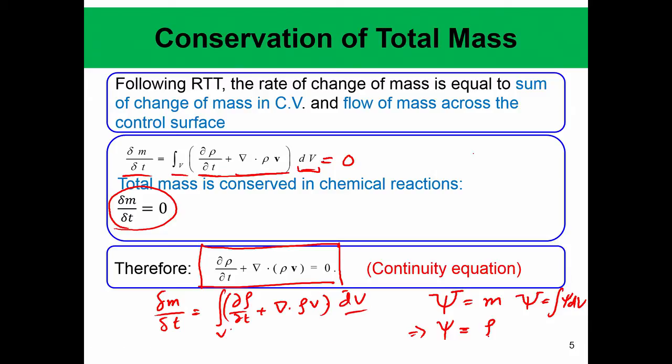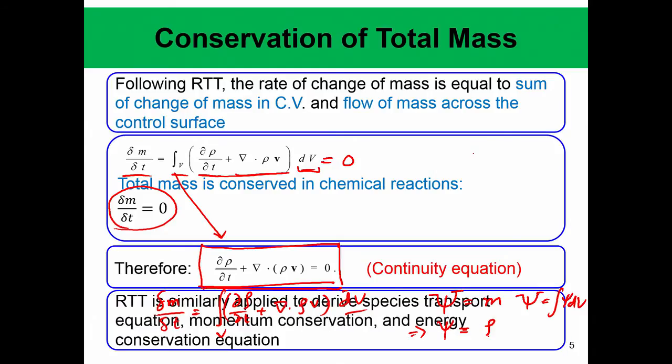Since this is arbitrary, we can remove the integral sign and convert this integral equation to this partial differential equation, which is nothing but partial rho partial t plus divergence of rho v vector, and that must be equal to 0 because no mass change is possible. So this is our continuity equation. Okay. Similarly, we can apply the Reynolds transport theorem to derive the species transport equation, momentum equation, and energy conservation equation.